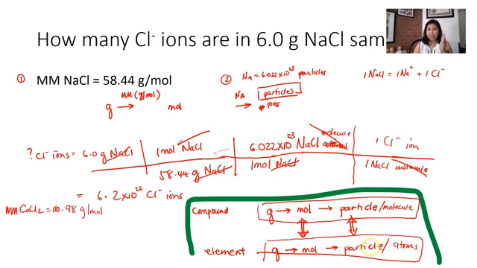So let me explain. So you have the mass of your chlorine. Let me change the color here real quick.